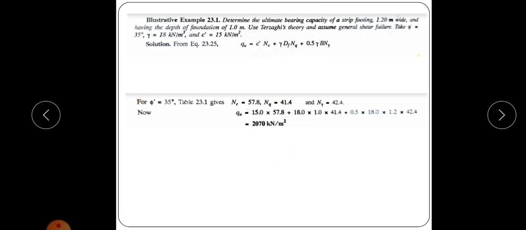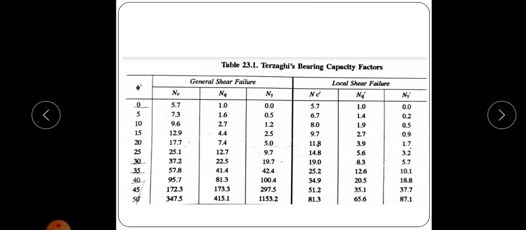Here you should learn this equation by heart. The problems in this area are very simple. It will be asked for calculating ultimate bearing capacity or safe bearing capacity, etc. Here is the table, and in this table the values of N C, N q and N gamma for general shear failure are given, and for local shear failure, you find the values from this section. In university exams, mostly the values of N C, N q and N gamma will be given.